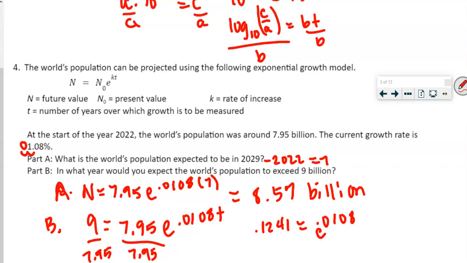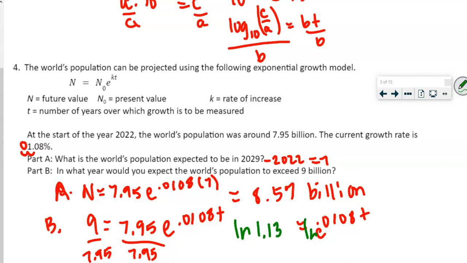e to the 0.0108 t. Okay, so we're going to ln both sides. We're going to do the ln of the 1.13, and we're going to do ln of the e. Sorry, that was supposed to be 1.13, guys. Yeah, this is supposed to be 1.13.